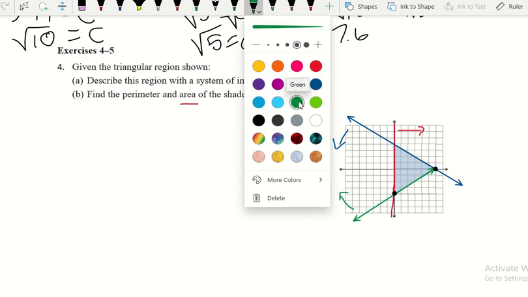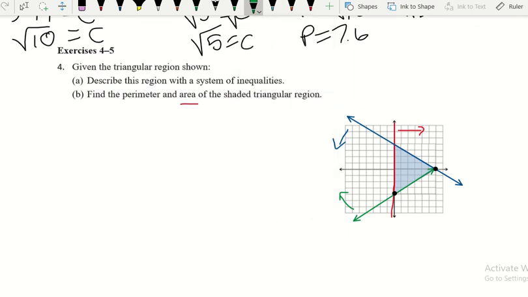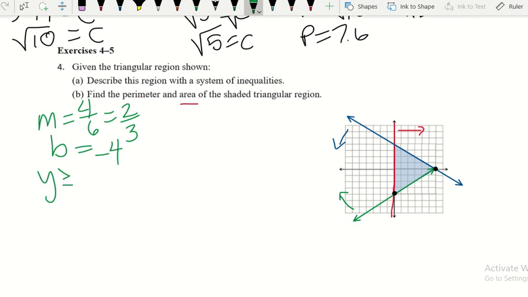Let's do that for the green line here. Okay, so slope. And then the y-intercept, where it's crossing the y-axis, is at -4. And remember, for this line, we're shading up, so it's going to be y is greater than or equal to 2/3 x minus 4.